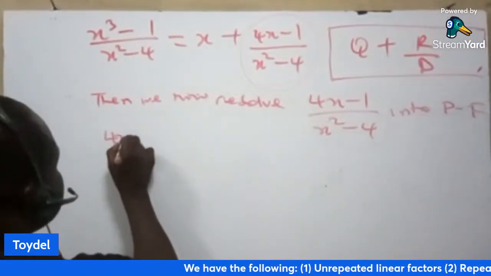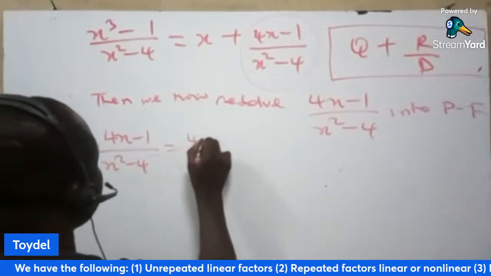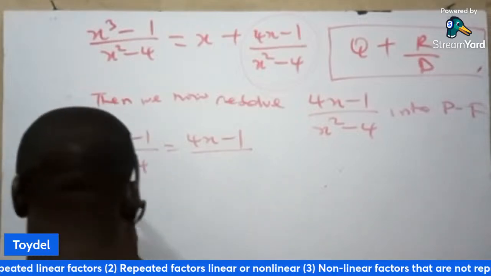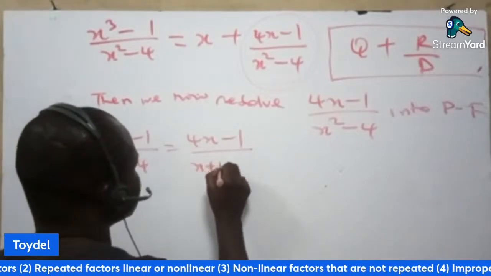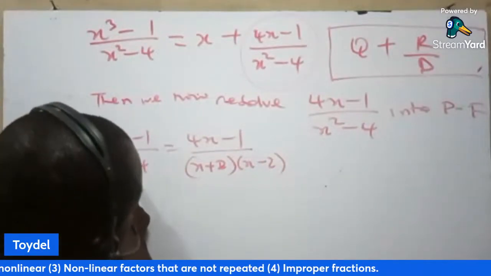That is, when I have 4s minus 1 all over s squared minus 4, it is the same thing as 4s minus 1 all over, this is a difference of two squares. I can change it to s plus 2 into bracket s minus 2. This is a difference of two squares.